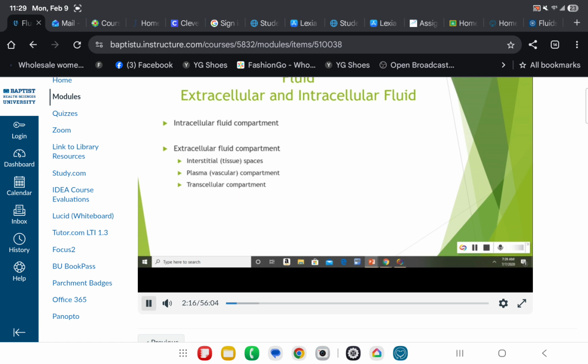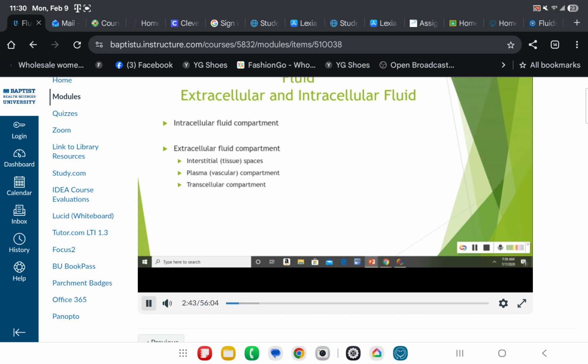Sodium is most abundant in the ECF. Along with it, you will find other things in the ECF: potassium, magnesium, calcium, phosphate, bicarbonate. Those are just some examples of things that you will find in the ECF. But the most abundant thing there is going to be your sodium, okay?